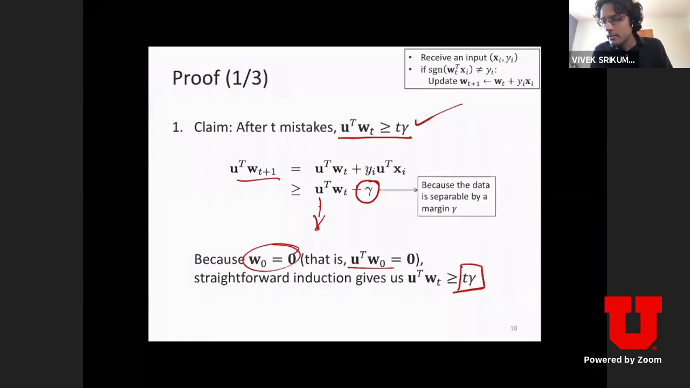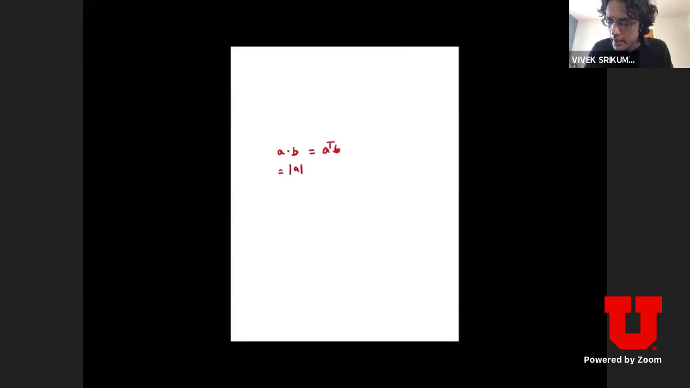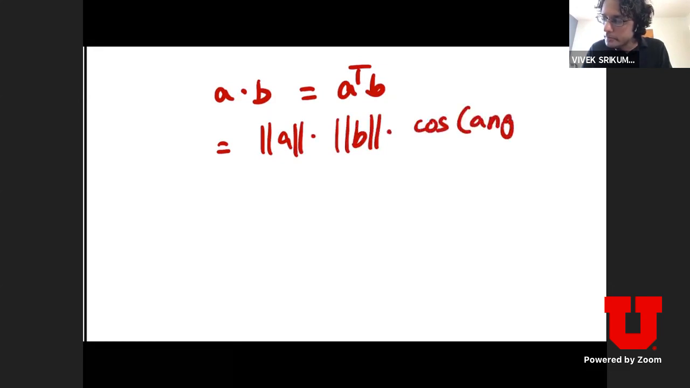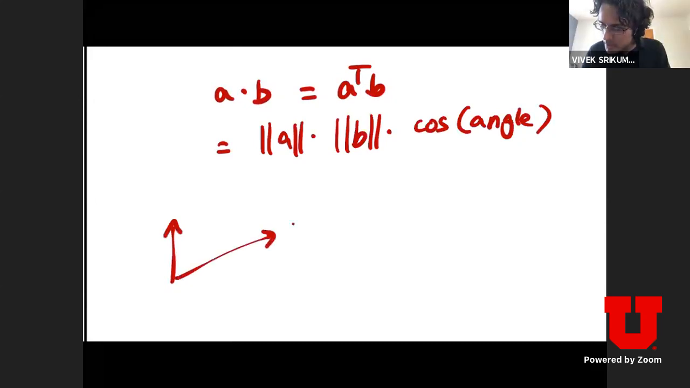The second claim is, but before we go into the second claim, let me launch into a discussion about what a dot product is. This is stuff that you must have seen in fifth grade or something. If you have vectors A dot B, which in this class we are always writing as A transpose B, it is nothing but the length of A times the length of B times the cosine of the angle between them. So you have a vector A and a vector B, with the angle between them, and this is the definition of a dot product.